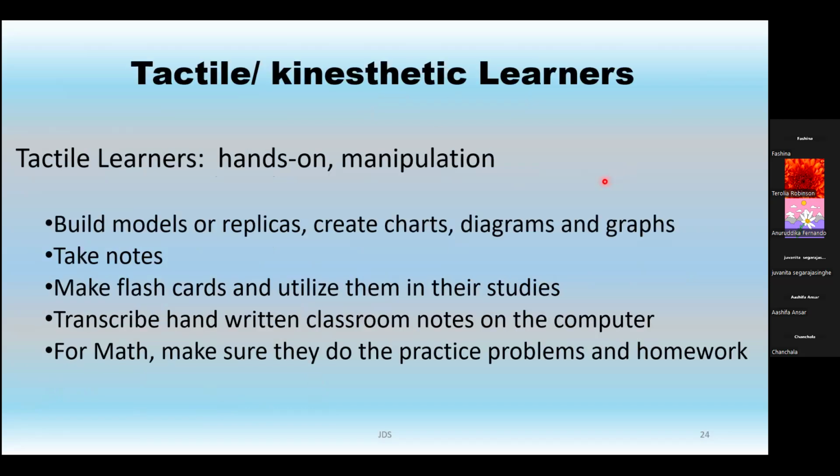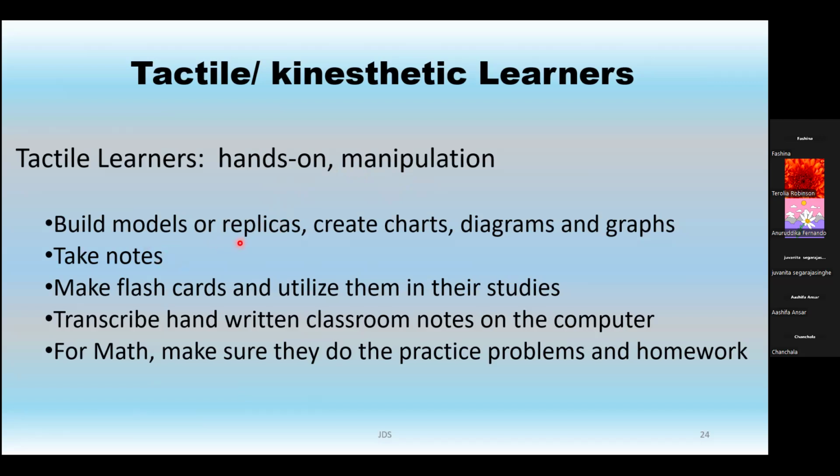Then comes tactile or kinesthetic. People who need to do something in order to remember and learn. Hands-on activities, manipulation, engaging in experiments, or maybe fixing up things, any kind of machinery, all those things are important for the tactile learners.